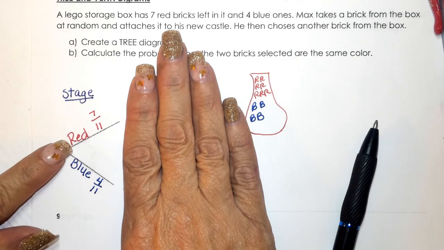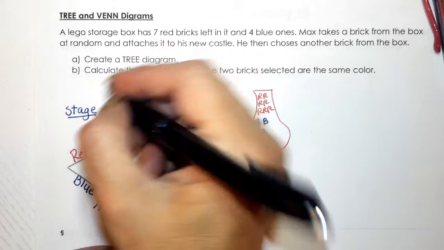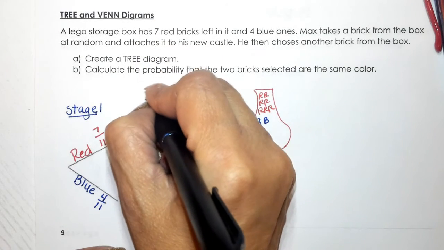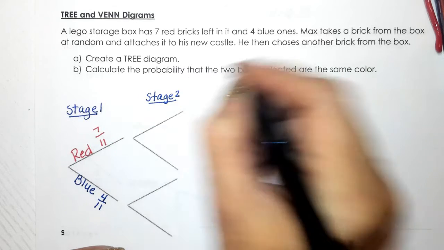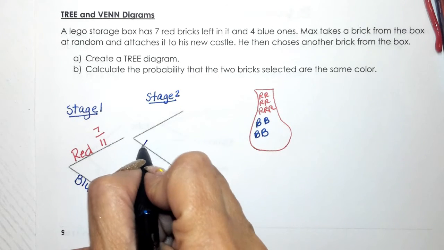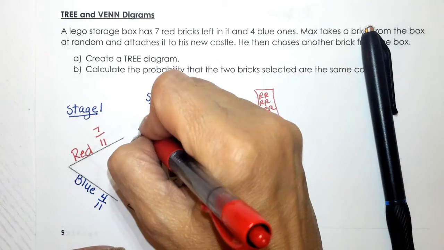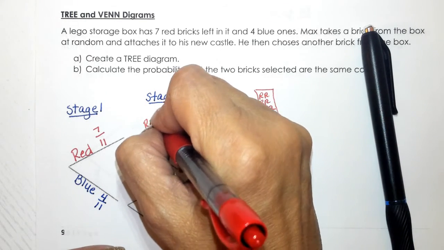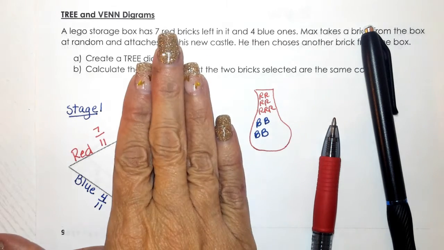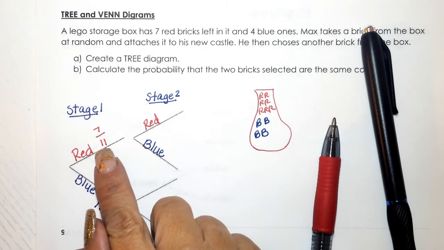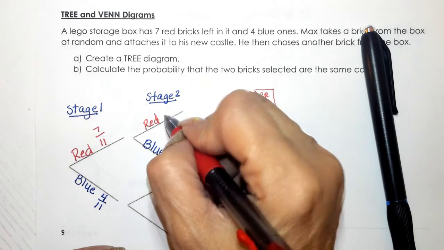If I pulled out a red brick, then I would only have 6 left, right? So when I get to stage 2, I have the same options. I have a blue brick, or I have a red brick. Now that I've already taken a brick out of the bag, I don't have 11 bricks anymore. How many do I have? Now I only have 10.